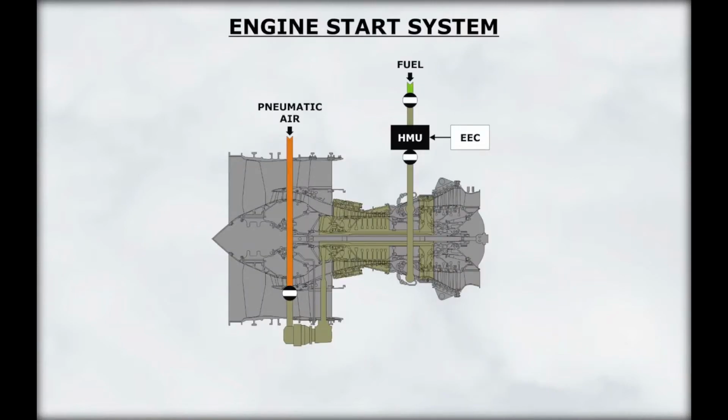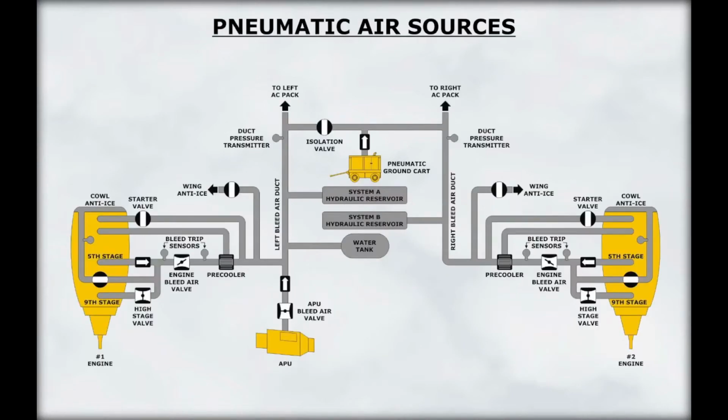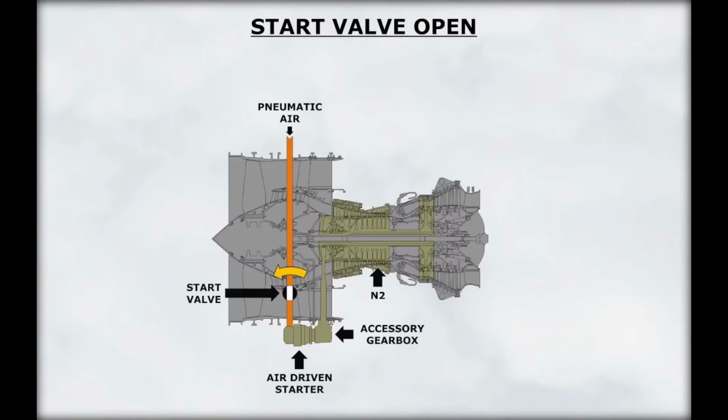We will now examine the engine start system. The engine start system uses pneumatic air to rotate the N2 compressor through the accessory drive mechanism. The starter can use pneumatic air from an operating engine, the APU, or a pneumatic air cart. Air enters the starter through an electrically controlled and pneumatically operated start valve. The valve is spring-loaded to the closed position.